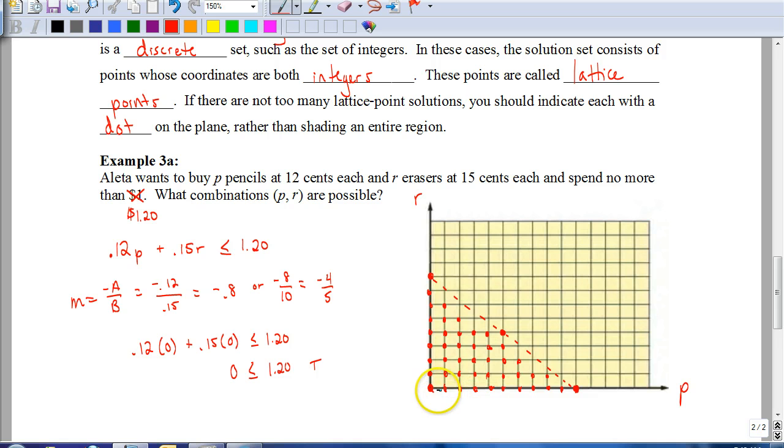Like if I bought 3 pencils and 4 erasers, that'd be this point right here. That'd be a solution. I would have enough money to be able to do that. I could buy 1, 2, 3, 4, 5, 6, 7 pencils and 1 eraser. I would have enough money for that. But if I bought 7 pencils and 3 erasers, I would not have enough money for that because it's outside of that feasible region.